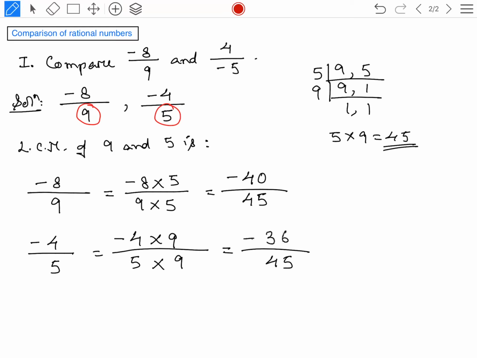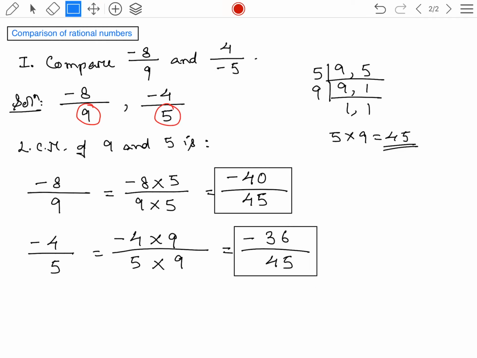Look at these two numbers. Now one we found minus 40 by 45, yes or no? Look, one we found minus 40 by 45, the other we found minus 36 by 45. Now which one is greater? Minus 36 is greater or minus 40 is greater?